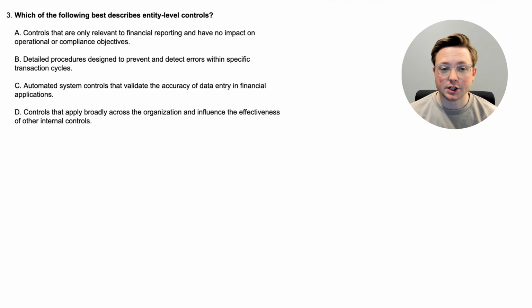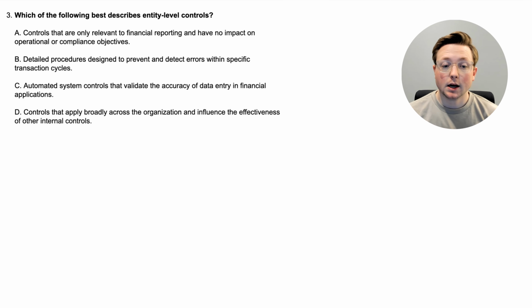Okay, here we are at question 3. Which of the following best describes entity level controls? Okay, so we're moving on to a little bit of a different topic here, but this is still part of the blueprint. Let's go to the options. Option A, controls that are only relevant to financial reporting and have no impact on operational or compliance objectives. Option B, detailed procedures designed to prevent and detect errors within specific transaction cycles. Option C, automated system controls that validate the accuracy of data entry in financial applications.